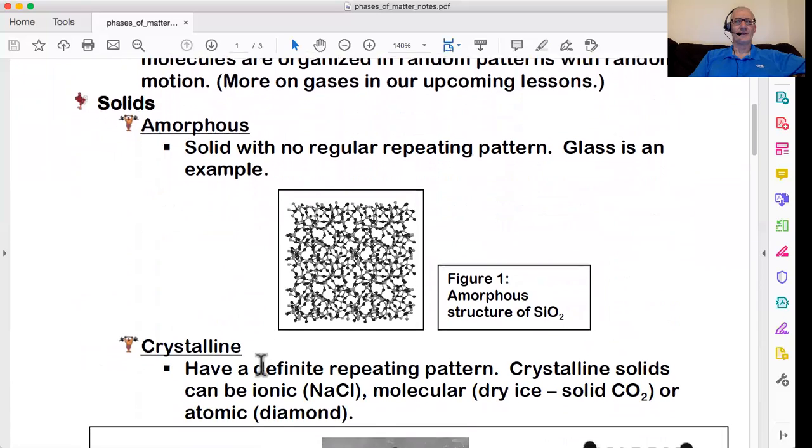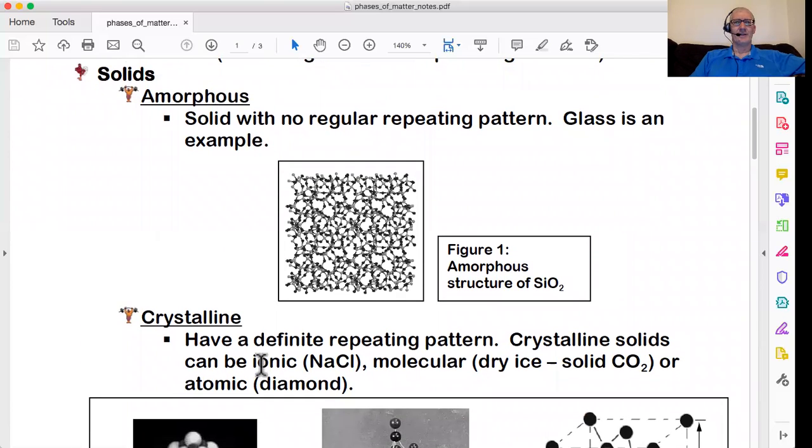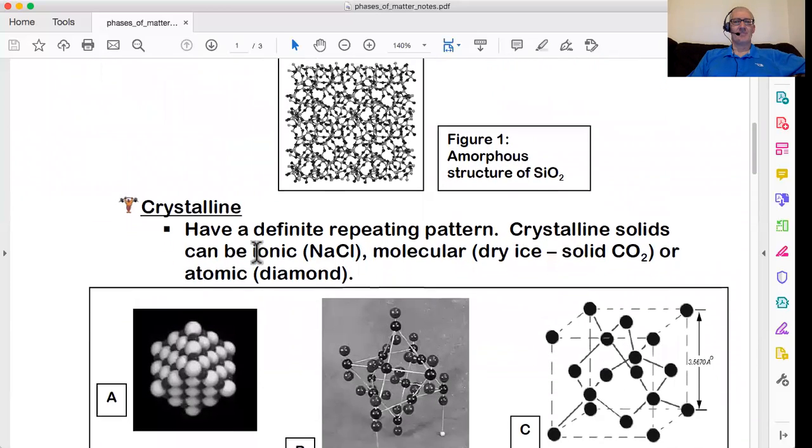A couple of words here that you may not have encountered. Solids can be either amorphous or crystalline. Amorphous solids are anything that's going to have no regular repeating pattern. There's lots of examples out there. The one that I've given you here is glass. It's silicon dioxide, but the particles are just very willy-nilly, randomly associated with each other. There's no repeating, organized pattern to that solid. So that's called an amorphous solid.